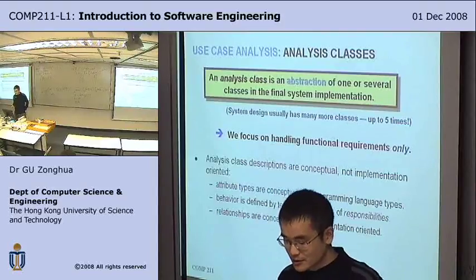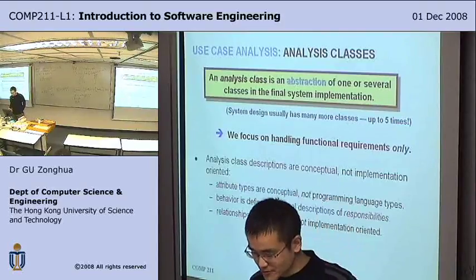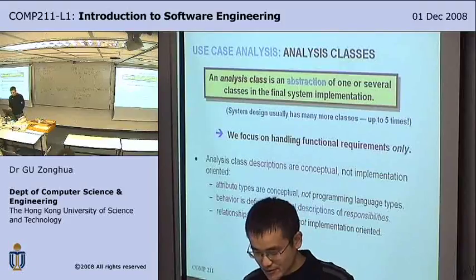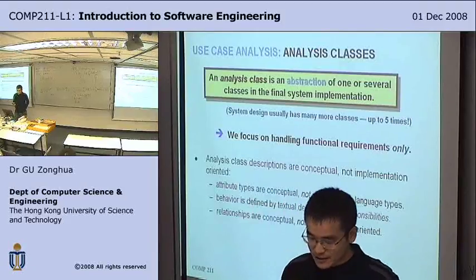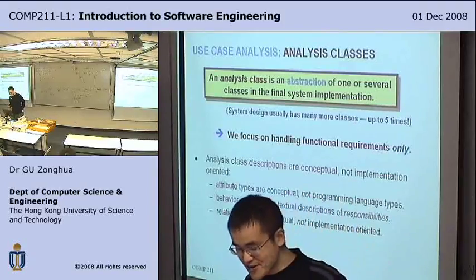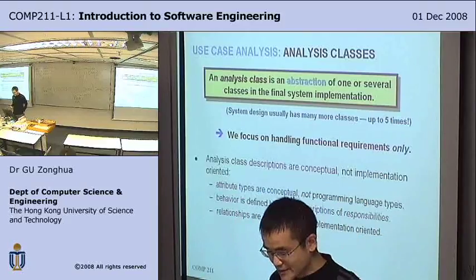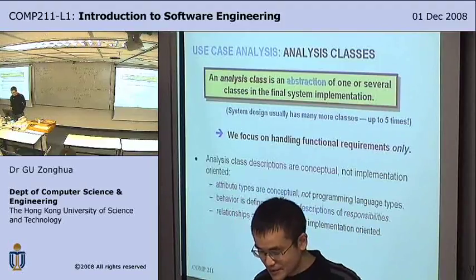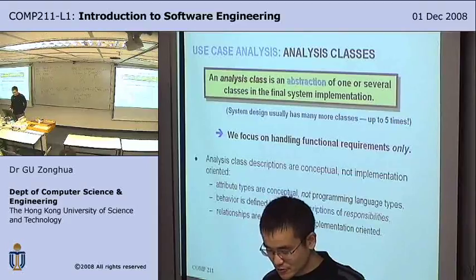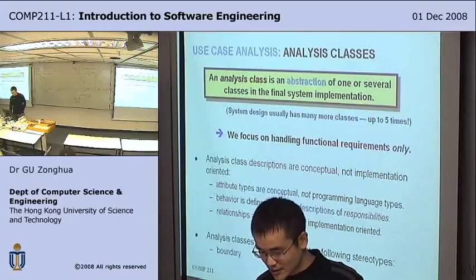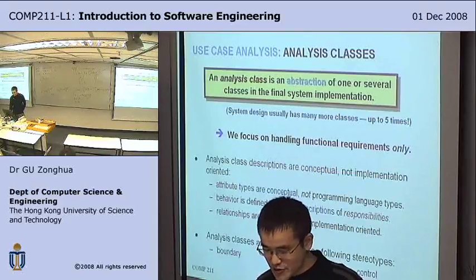So an analysis class is conceptual. That is, attributes are conceptual. You can use any convenient type you want, not just programming language types. Behavior is defined by textual description. Relationships are conceptual. So you have three analysis classes.